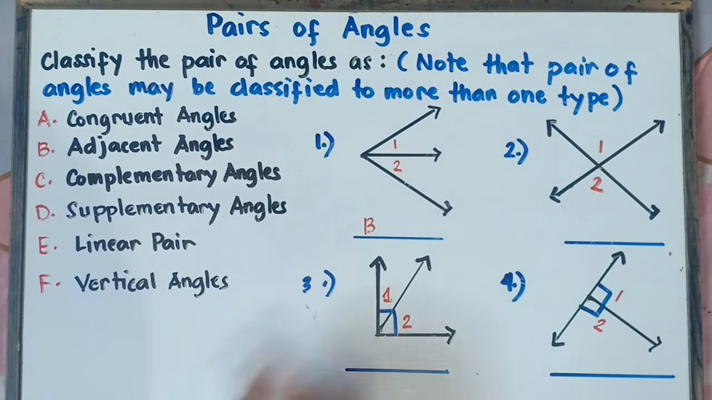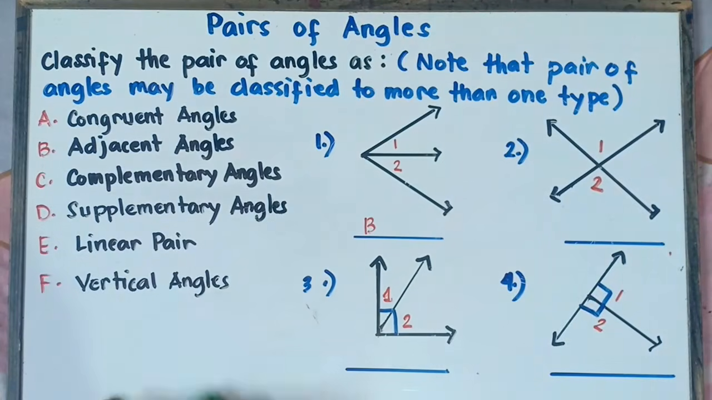Linear pair? Nope. We cannot call this one linear pair. Vertical angles? Nope. Vertical angles are formed by intersecting lines. So therefore, number 1, that's only adjacent angles. So that's only letter B.